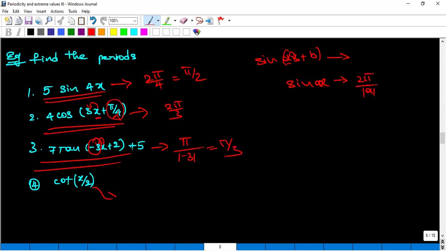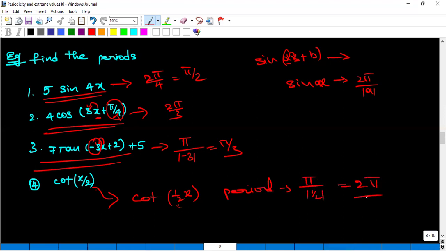Then what do you tell about cot? We know tan and cot period is pi always. But if you have any coefficient, you can rewrite this as cot of 1 by 2 into 2x. Here the coefficient is 1 by 2, so I am going to write its period as pi by mod 1 by 2. Simplify that, you will get 2 pi. Hope everyone understood.